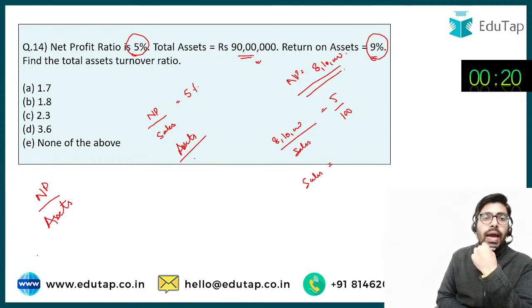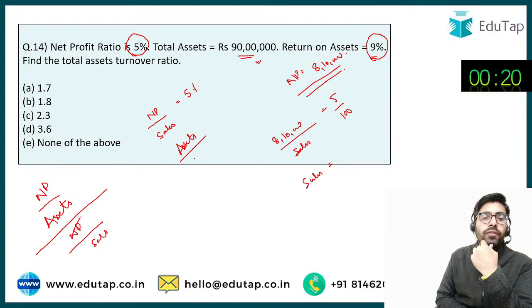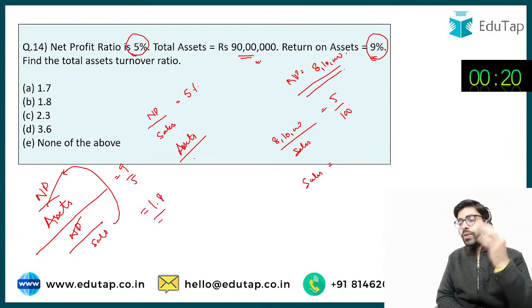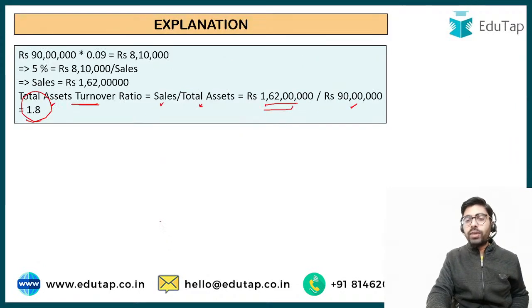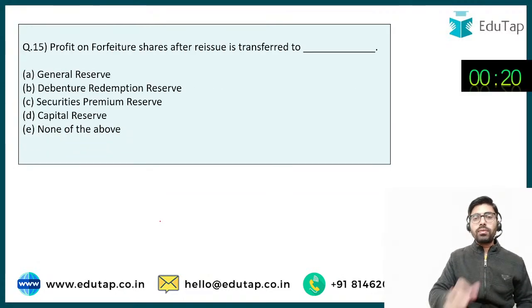And here the net profit ratio is basically my net profit divided by sales. So this net profit and net profit are going to cancel out. The sales is going to come at the top. So 9/5, we can also do this thing, 1.8. So very good, Mohini. We can also do it this way as well. Very good.